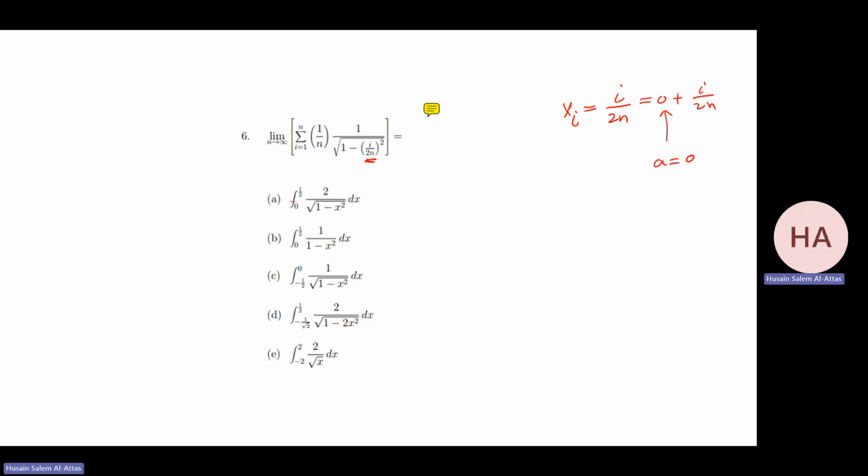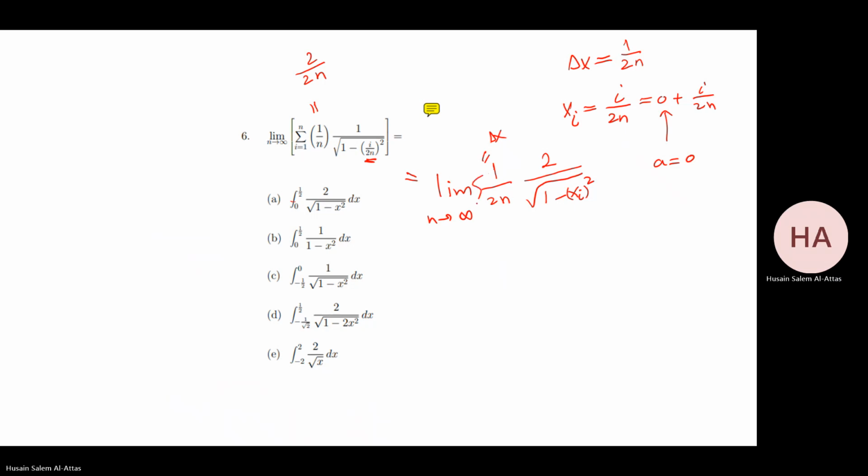If this is i, then I have xi. What will be delta x? Delta x will be 1 over 2n. I don't have 2n, I have 1 over n. But notice 1 over n, I can write it as 2 over 2n. So this expression, I can rewrite it as limit n goes to infinity, 2 over n, 1 over 2n, 2 over square root 1 minus xi squared. Don't forget the summation.